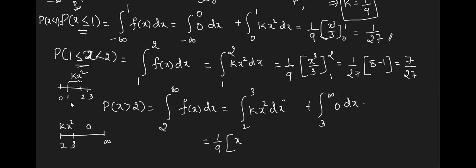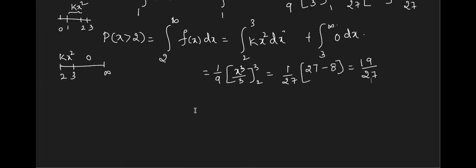Again, integration is the same, x cube by 3 between 2 to 3. So it is 1 by 27. 3 cube is how much? 27 minus 8, correct? What is the difference? 19 by 27. Okay, it's a very easy sum.